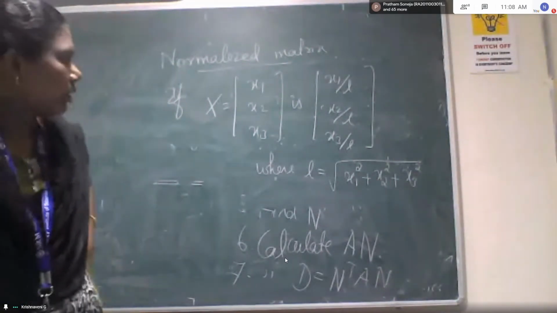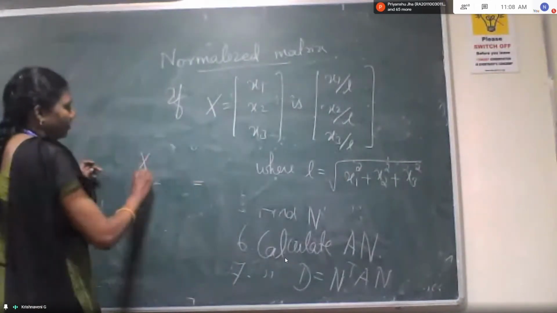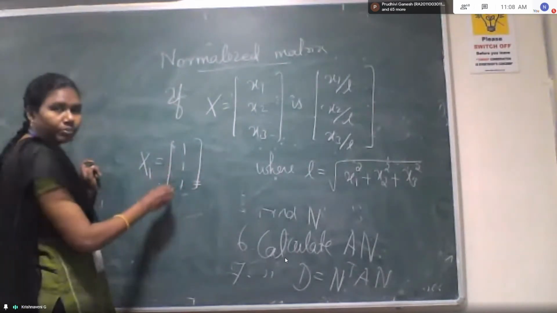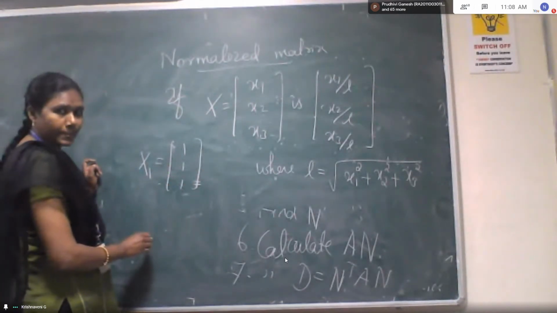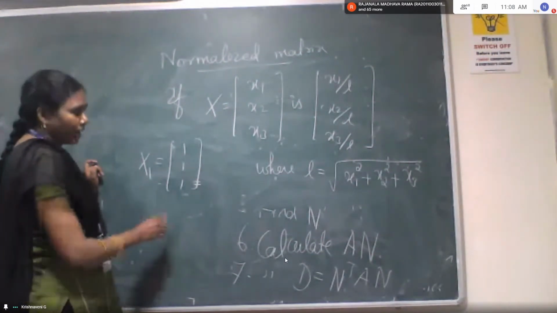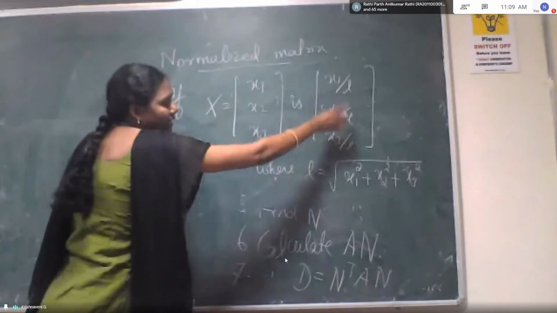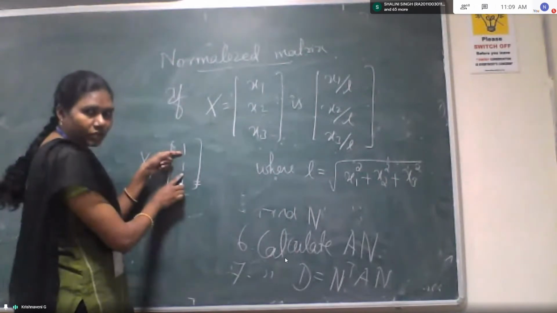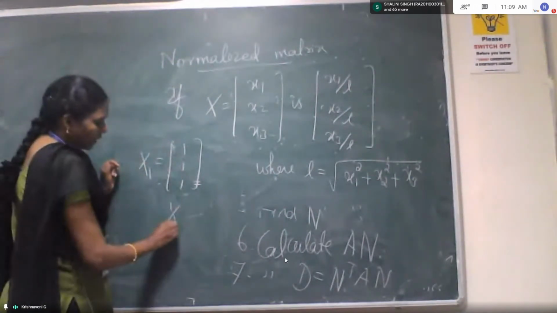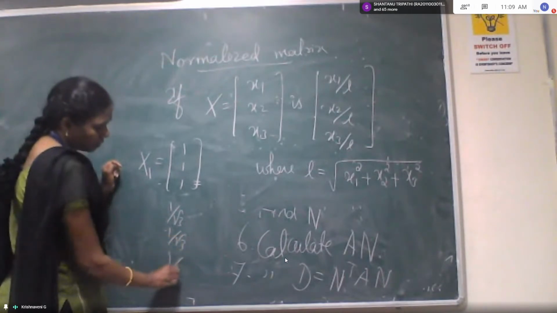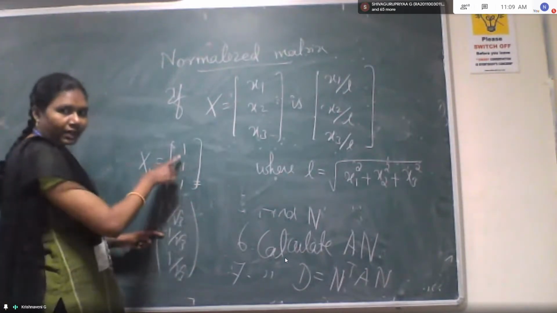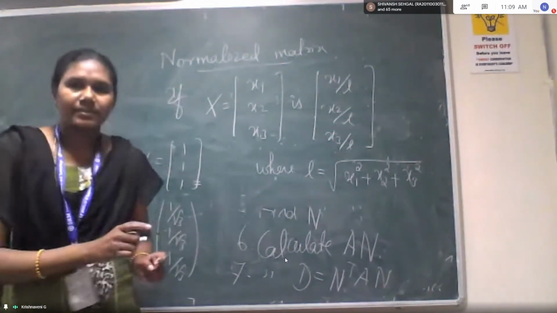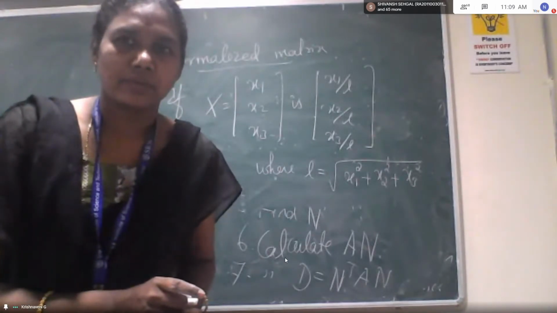Okay, guys. In case we get the first eigenvector x1 as 1, 1, 1, what is the normalized form of this eigenvector? 1 by root 3. L is nothing but root of x1 square plus x2 square plus x3 square, which is root of 1 square plus 1 square plus 1 square, that is root 3. That is 1 by root 3, 1 by root 3, 1 by root 3. This is the normalized form for this eigenvector. Okay, guys? Any doubt? No, ma'am. Okay, we can solve the problem.